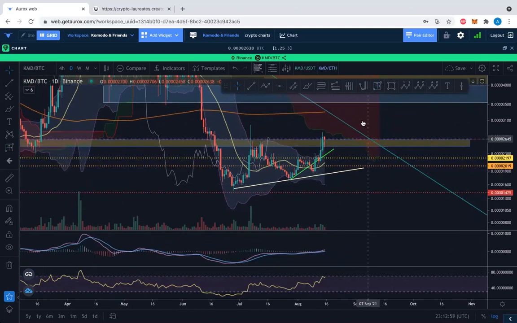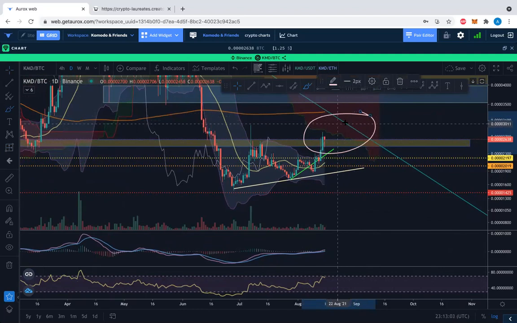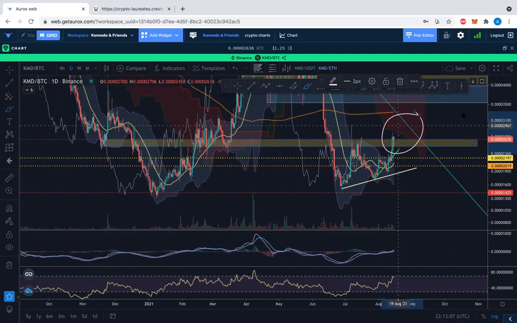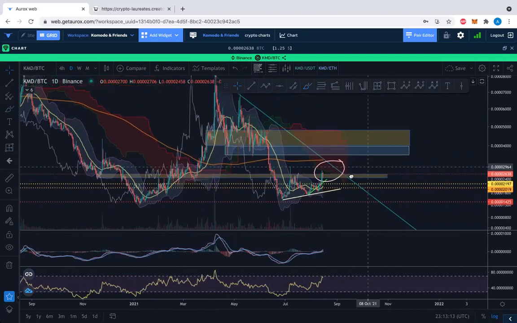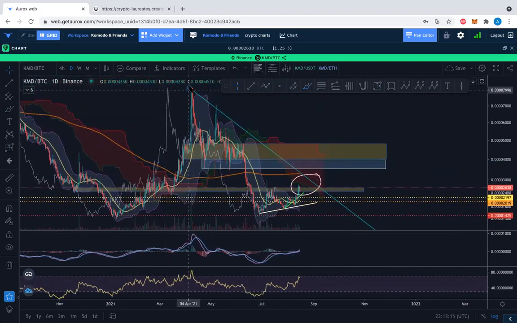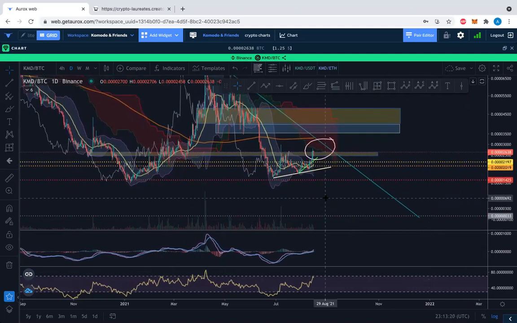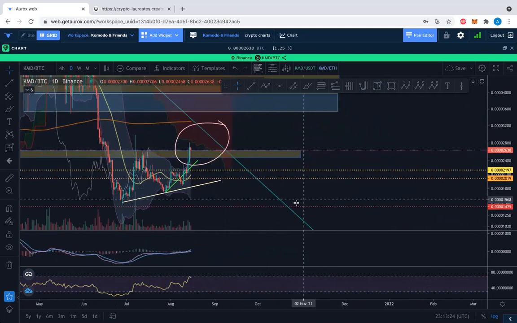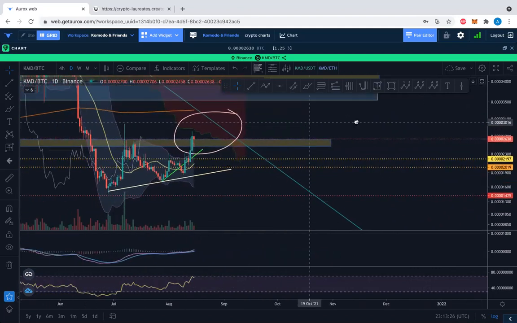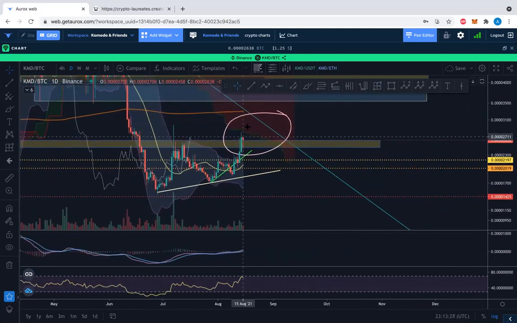Okay, so we are nearing, other thing I wanted to mention is we are nearing this zone here where we want to break out of this longer downtrend right here. Just going to point it out for us. So the longer downtrend here, these important levels here. And I also want to recognize, unlike the KMD USDT price chart, we are not even yet within the cloud.